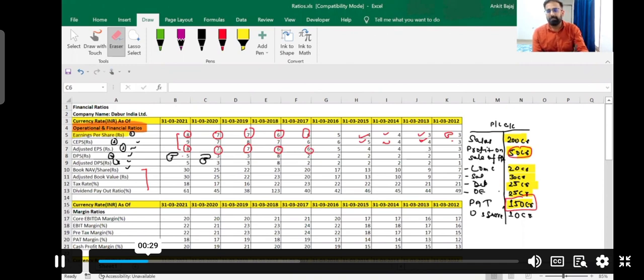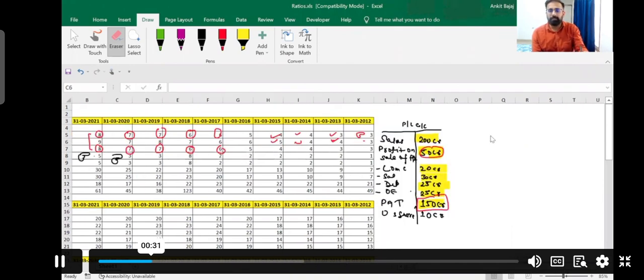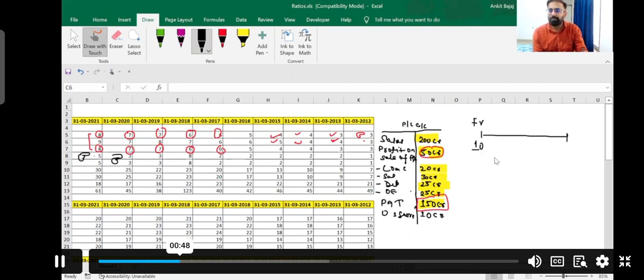When a company issues its shares, let's suppose I take the example of Zomato. If Zomato is issuing its shares, they will be deciding the face value of their share. Let's suppose the face value of the share is 10 rupees.